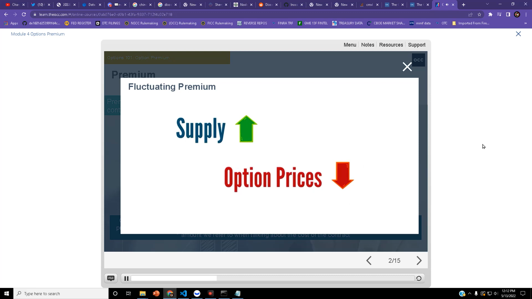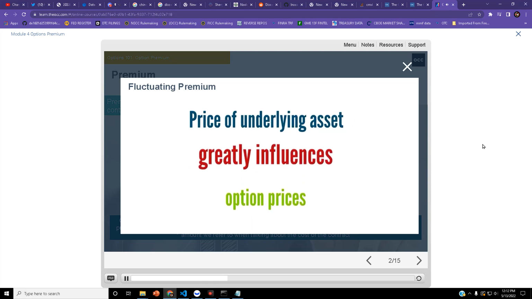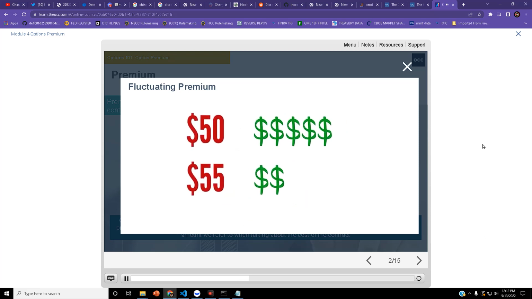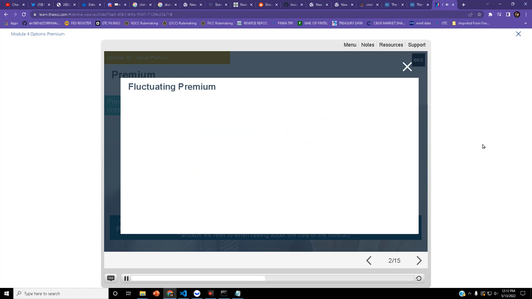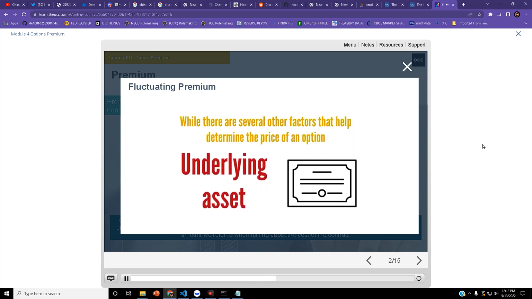Regardless, aside from simple supply and demand, the price of the underlying asset is perhaps the biggest influence in the price of the option, and logically so. It stands to reason that a call contract giving the investor the right to buy shares for $50 would command a higher price versus the right to buy shares for $55. That being said, while there are several other factors at play in determining the value of the option, no other factor has a more direct effect than the underlying share price.